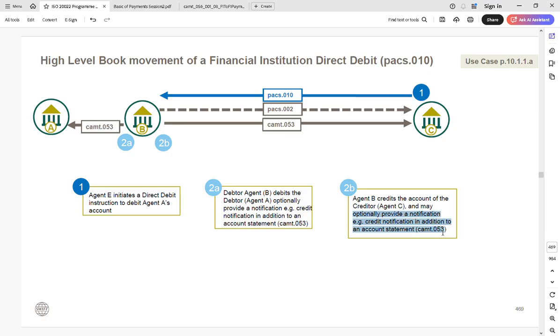CAMT 53. They are not sending CAMT. High book movement of financial institution direct debit PACS.010 message. See, it's confusing here. They are not moving the fund, they are only sending the statements. Provide notification of credit notification in addition to the CAMT. Okay, this is optional. See, such a confusing thing. If somebody is not reading this, it's very confusing. They already sent PACS.9 as well and are also sending the notification, CAMT 53, but it only mentions CAMT 53. It should have mentioned PACS.9 as well, movement of fund, not only a statement. So it's pretty confusing for someone reading it the first time.